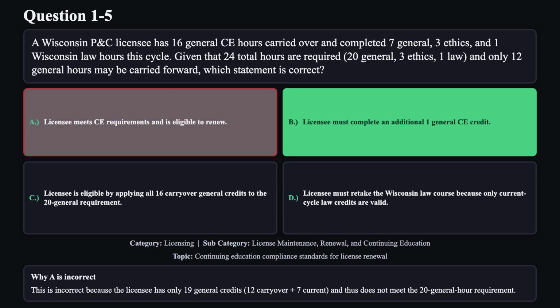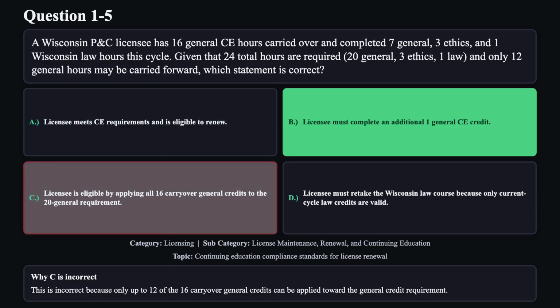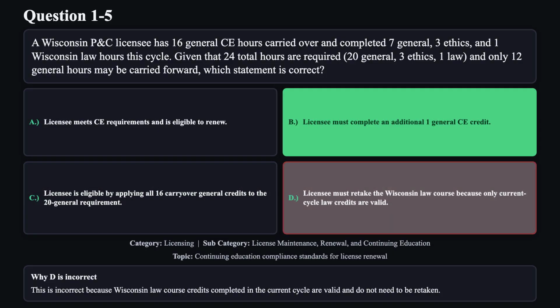This is incorrect because the licensee has only 19 general credits, 12 carryover plus 7 current, and thus does not meet the 20 general hour requirement. Reason C is not correct. This is incorrect because only up to 12 of the 16 carryover general credits can be applied toward the general credit requirement. Reason D is not correct.